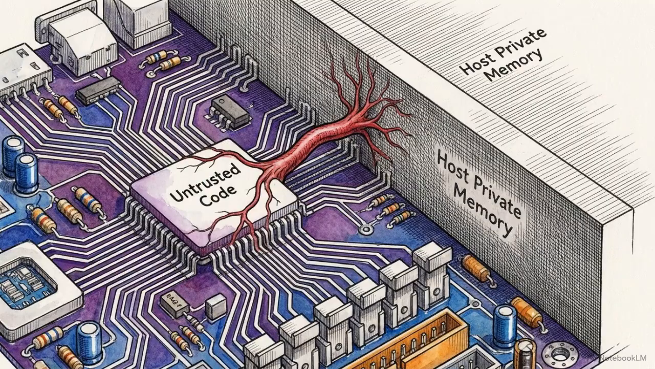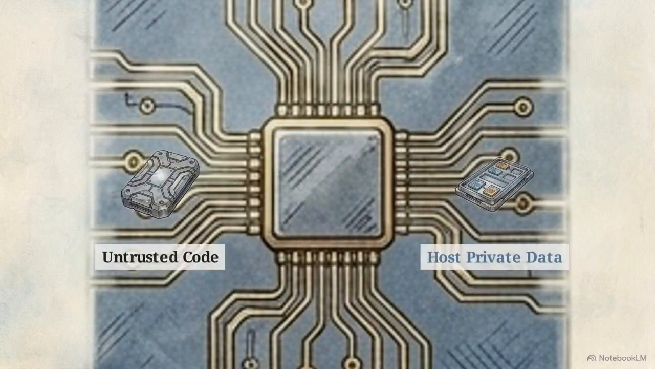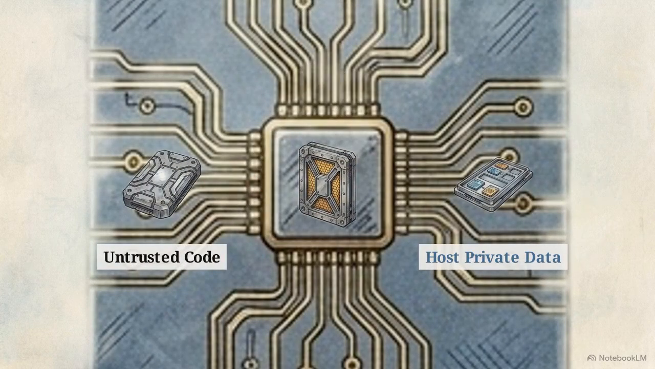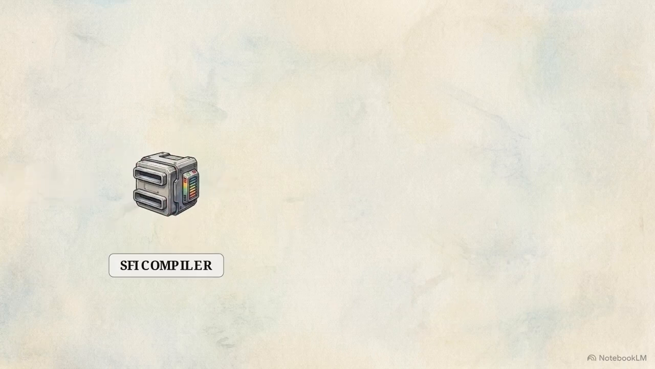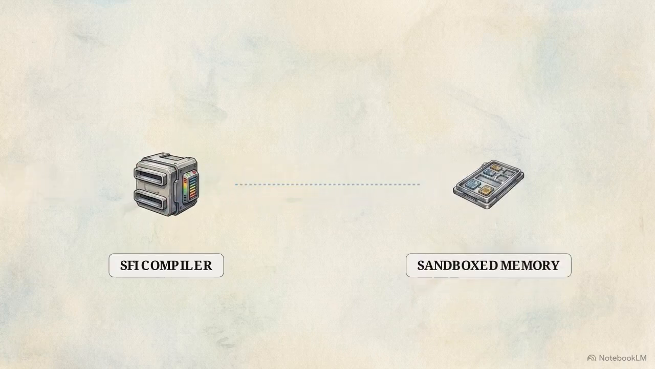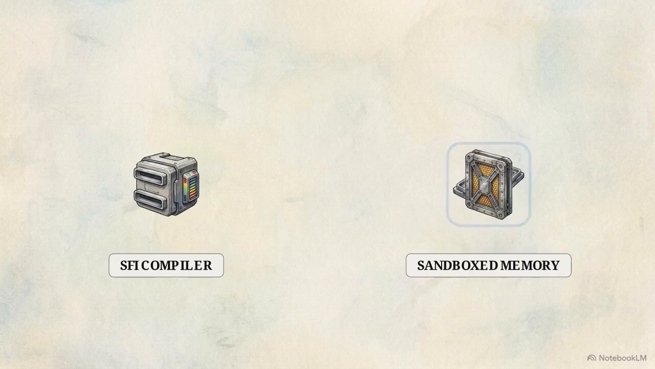This creates a high-stakes security tension. If the untrusted code is running directly on the hardware within the host's memory, we need a mechanism that physically prevents it from reading the host's private data. SFI resolves this tension by passing the code through a compiler that effectively strips it of its ability to address any memory outside of a specific, narrow sandbox.